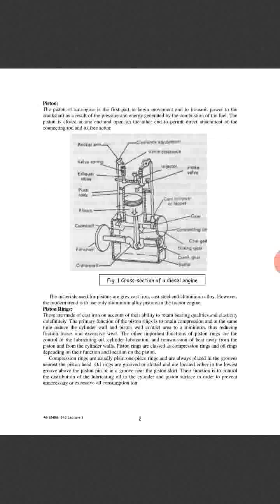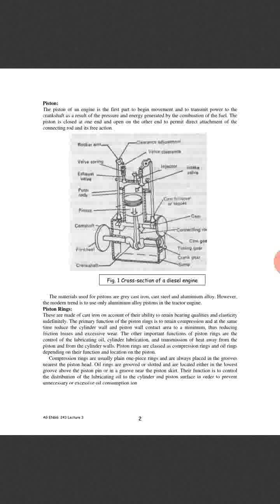The second most important component of an IC engine is the piston. The piston of an engine is the first part to begin movement and to transmit power to the crankshaft as a result of pressure and energy generated by the combustion of the fuel. The piston is closed at one end and open on the other end to permit direct attachment of the connecting rod and its free action.